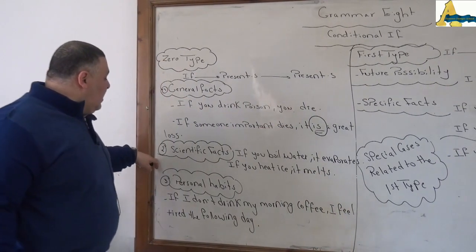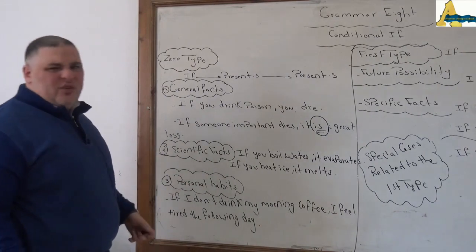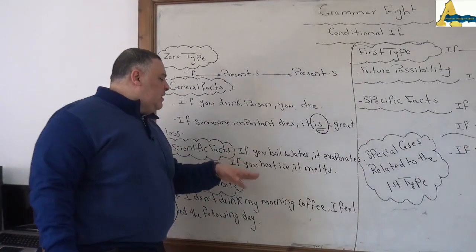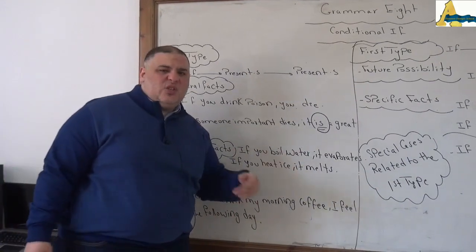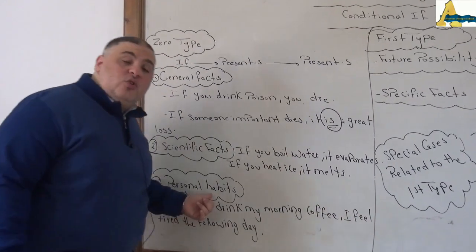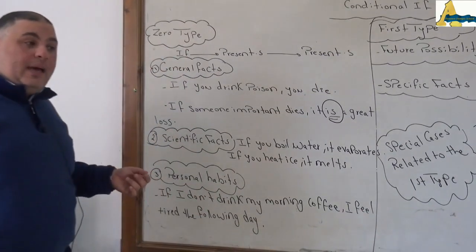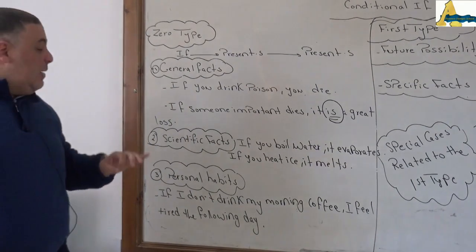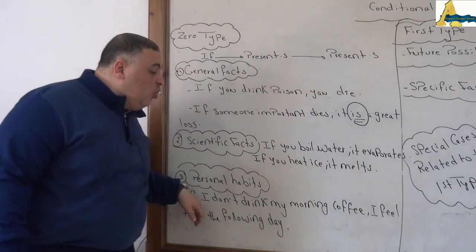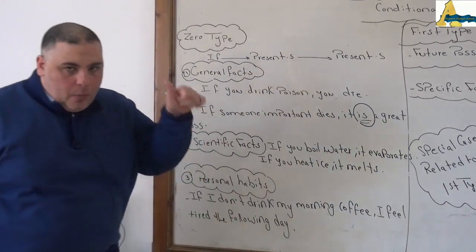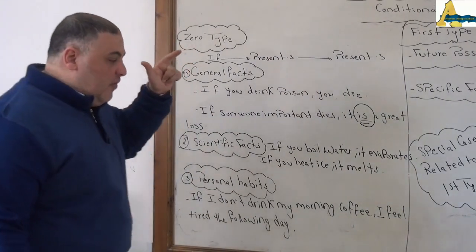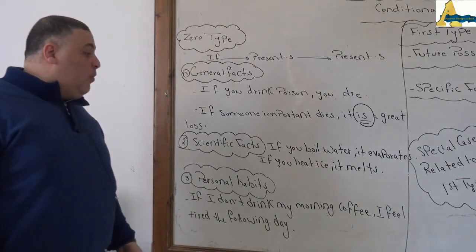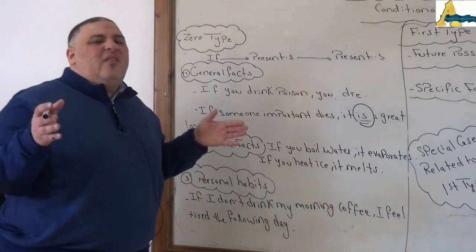Also, we use the zero type for the scientific facts, which is the common use, right? When we say, for example, if you boil water, it evaporates, or if you heat ice, it melts, and so on, right? And we use them also for what we call personal habit. Something that is related only to me, something that is my habit. When I say, for example, if I don't drink my morning coffee, I'm talking about me only, about my morning coffee only. Which coffee exactly? The morning coffee. So when I say, if I don't drink my morning coffee, I feel tired the following day.